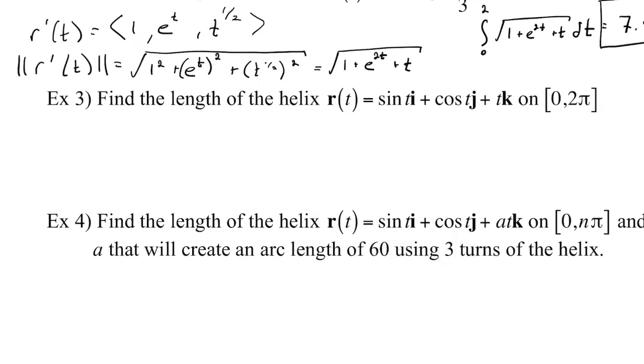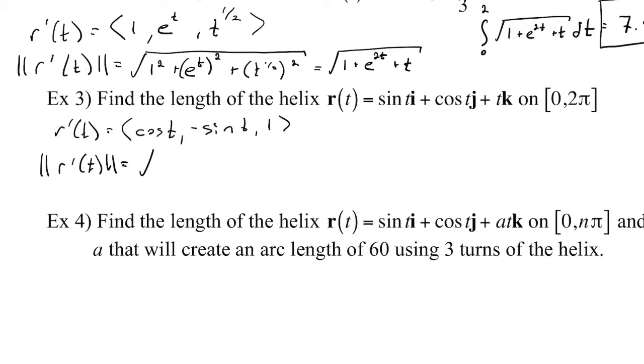And we're back. First, we find r prime. The derivative of sine of t would be cosine of t. The derivative of cosine of t is negative sine of t. And then the derivative of t is 1. Next, we find the magnitude of that.